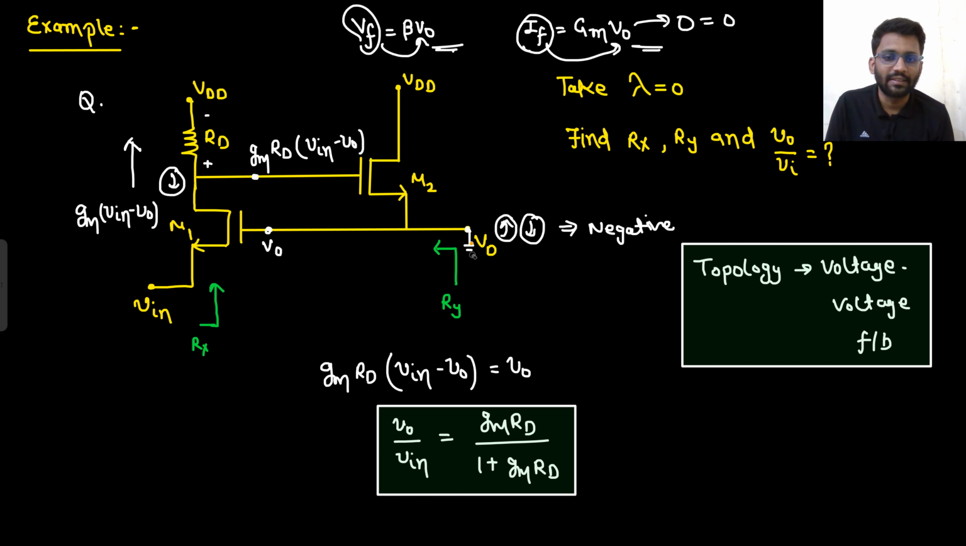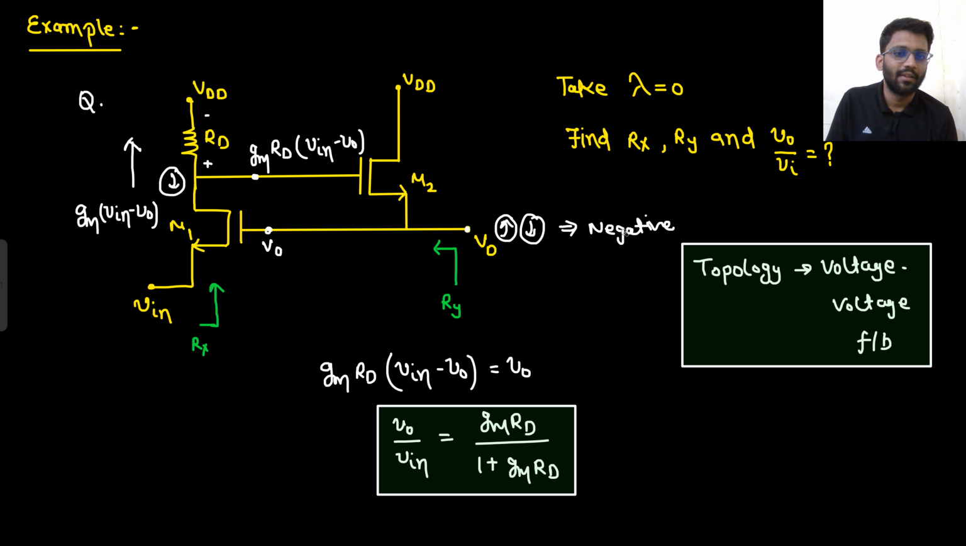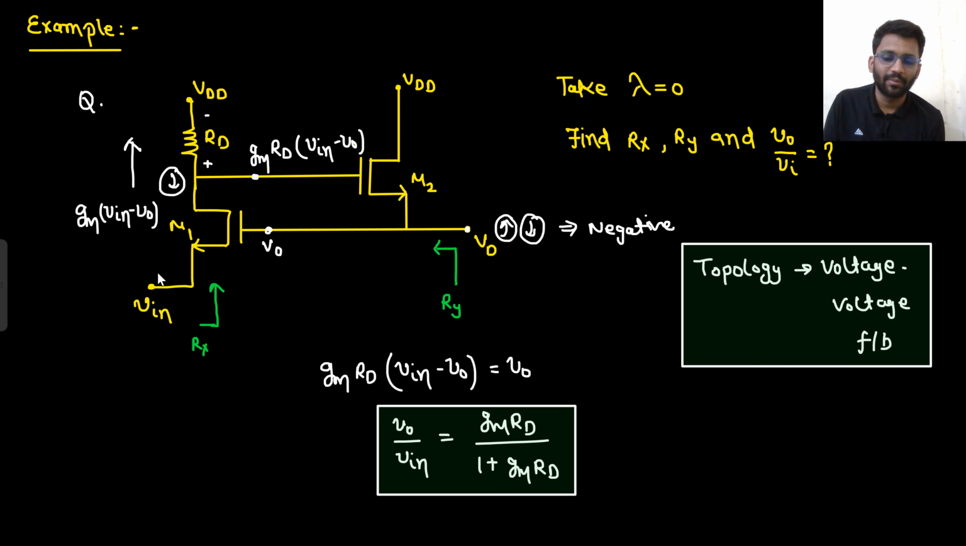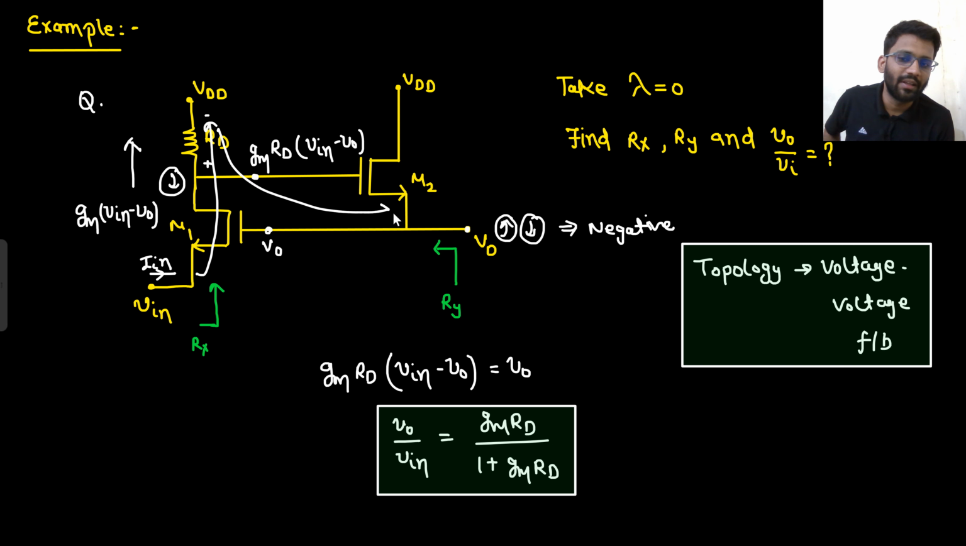Mixing. What kind of mixing is there? For checking the mixing, you will always look at current. So if this is V in, what will be I in? This will be I in. Now you will check if the current is being mixed or not. This complete I in is going towards RD here, and then coming towards the output. So current is not being mixed.